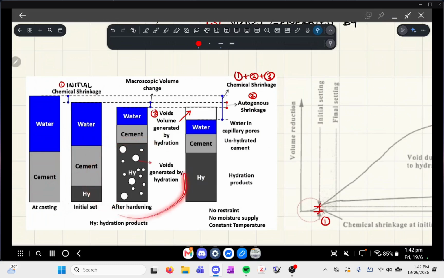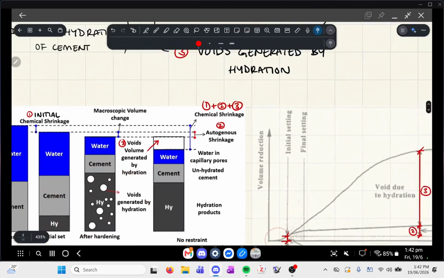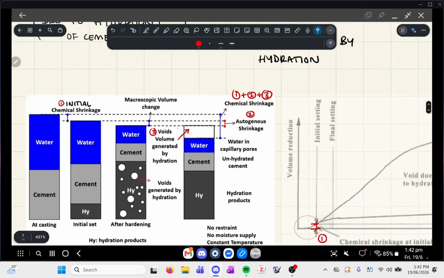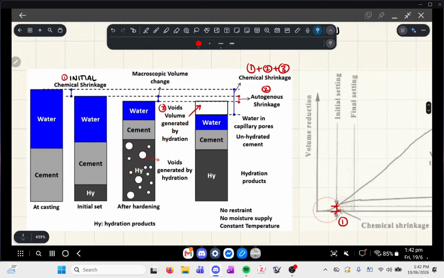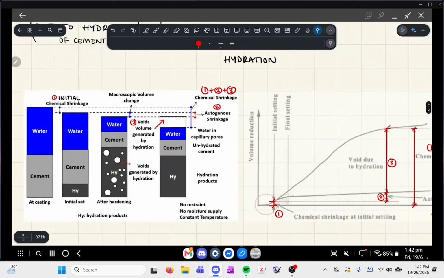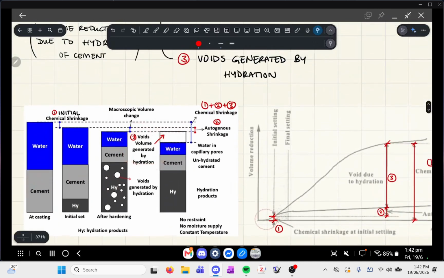So these voids generated by hydration, I didn't talk about autogenous shrinkage yet. Okay, let's talk about 3 before we talk about 2. What I'm talking about right now is number 3, which is the voids generated by hydration. So the idea is that there are all these voids generated by hydration, and if you were to take them out, then that proportion is essentially part 3. If you were to visualize it by taking all these voids out, this block of air is part 3.